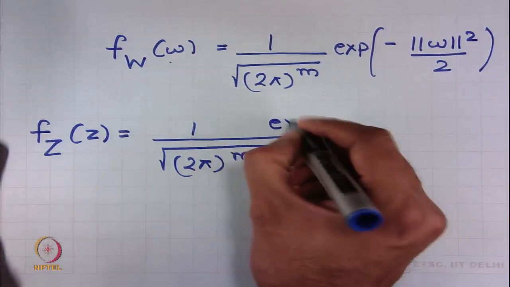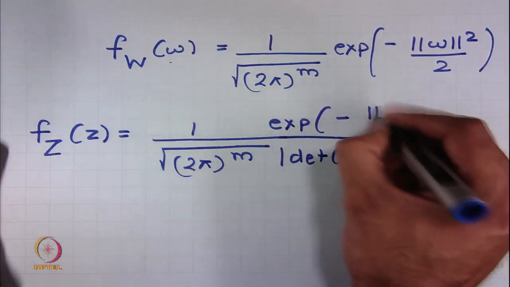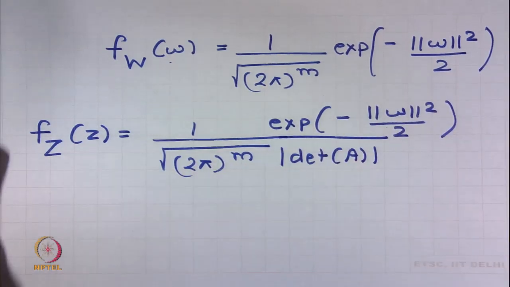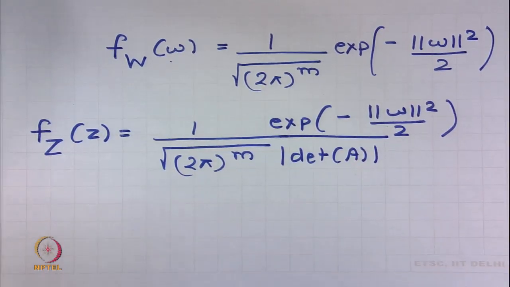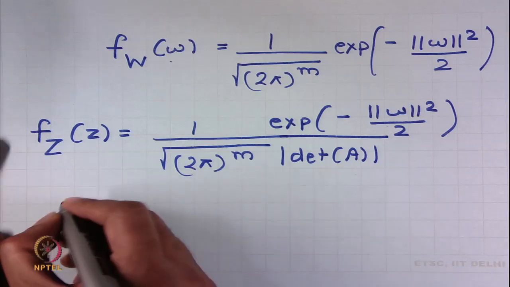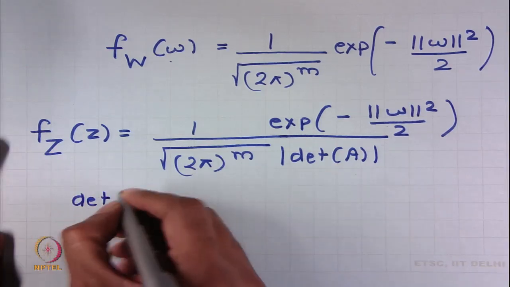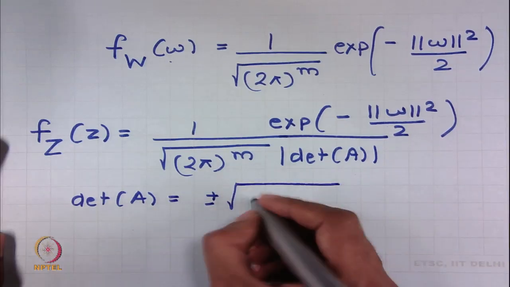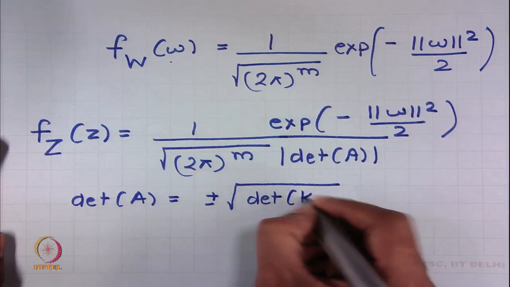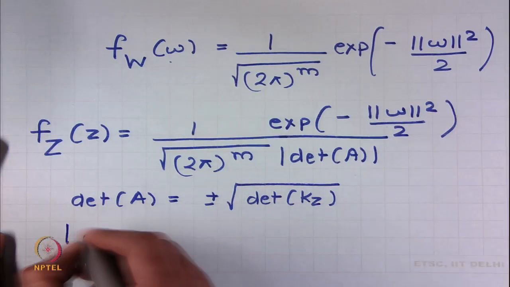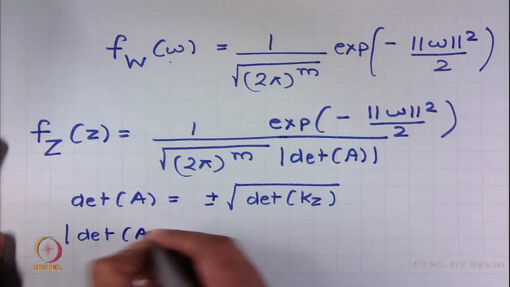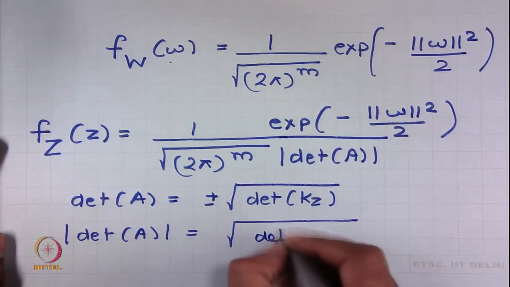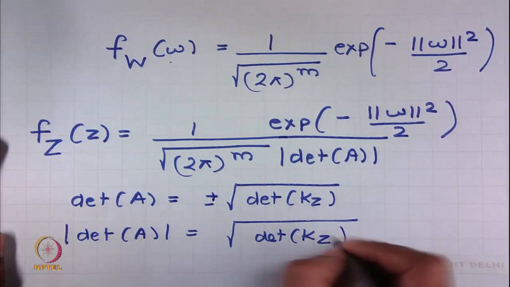into exponential of this thing. And now we have developed two equations, that determinant of A is nothing but plus or minus square root of determinant of K Z. So, mod of determinant of A is square root of determinant of K Z, that is one thing.